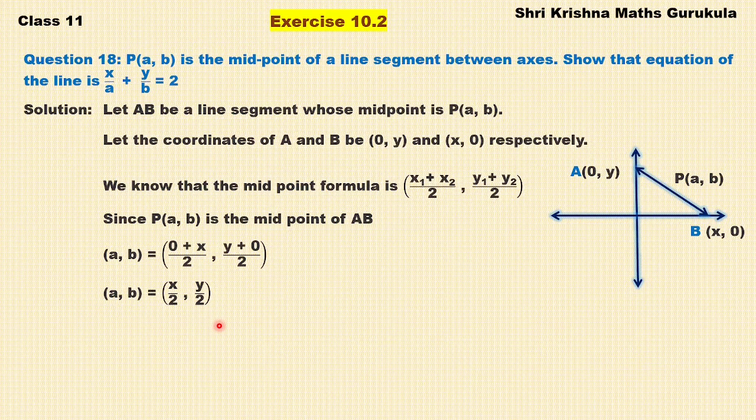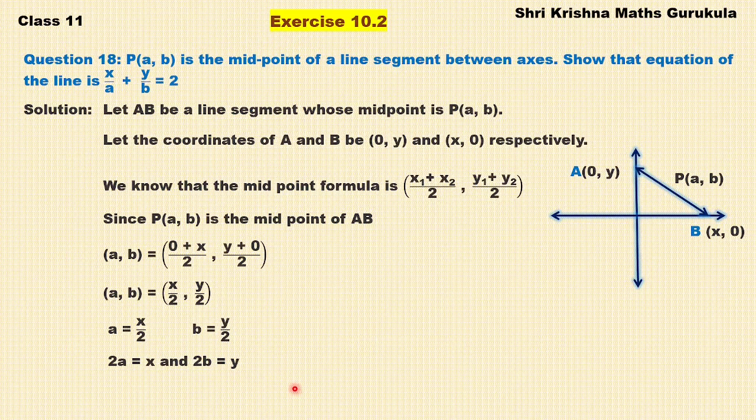Now we know that when any two ordered pairs are equal, their first elements and their corresponding second elements will be equal. So we are equating the terms, that is a is equal to x by 2 and b is equal to y by 2. Now if you can just check, when we cross multiply, we can express x in terms of a and y in terms of b, right? Yes. So x is equal to 2a and y is equal to 2b.